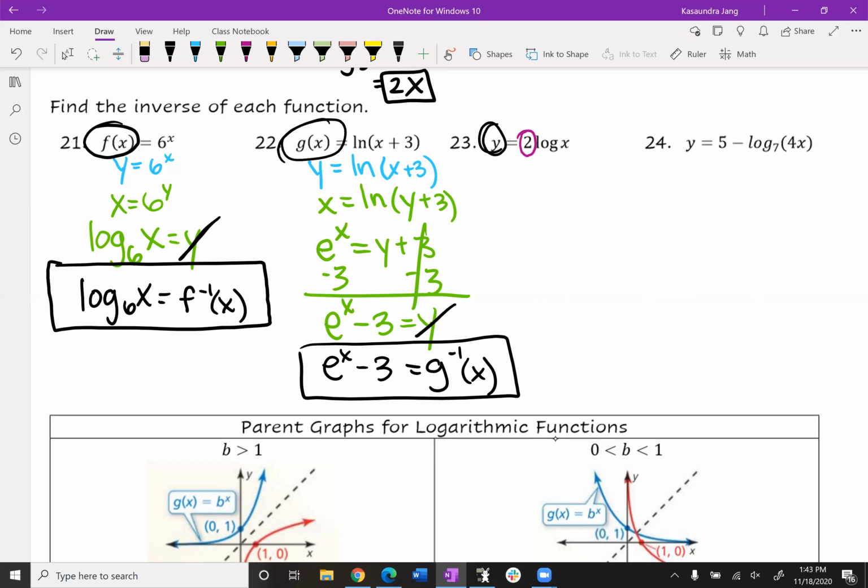I'm going to swap my x and y. X equals 2 times log of y. And before I turn it into exponential format, I've got to get the log by itself. I want that 2 out of there. So I'm going to divide by 2 on both sides.